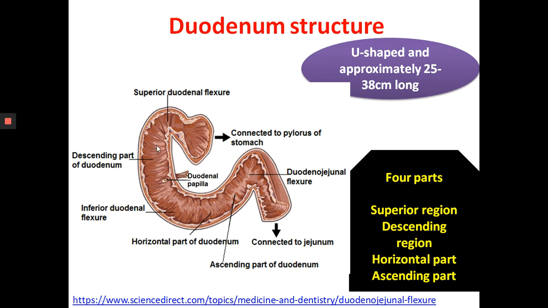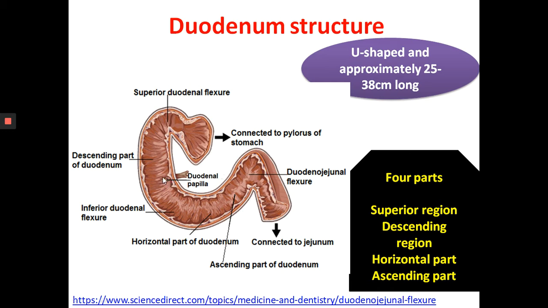Descending, this extends downwards into the abdominal cavity from the superior duodenal flexure. From this bend, it is extending into the abdominal cavity. Halfway down is the major duodenal papilla.